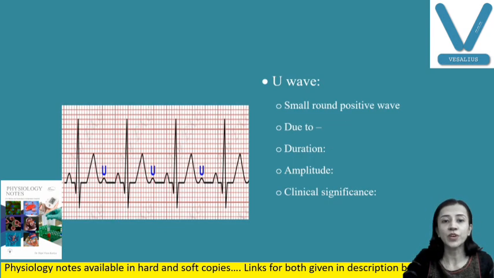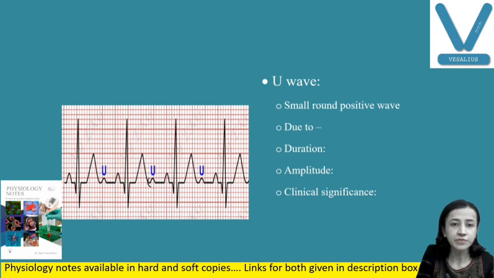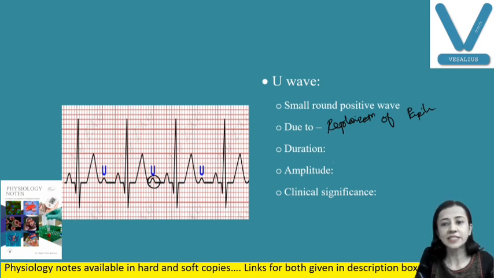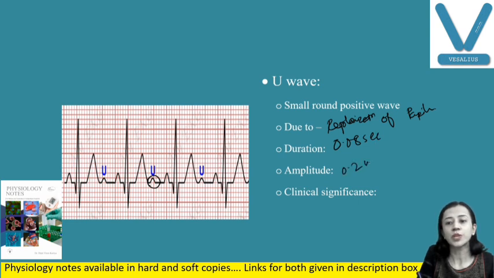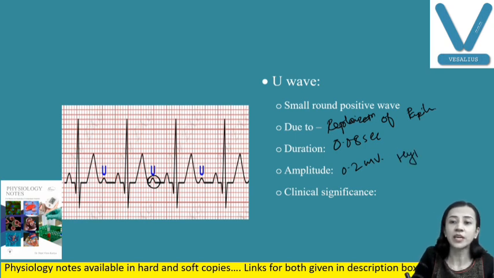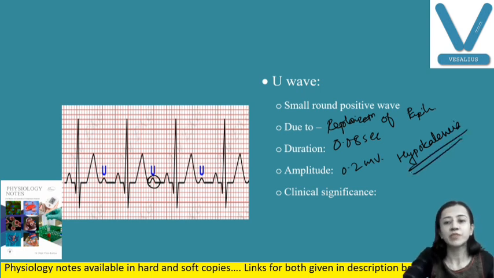Then the U wave. You can see here, after the T wave you have this U wave, that is also a positive wave, small and round, and that is because of repolarization of papillary muscles. The duration is 0.08 second, and the amplitude is 0.2 millivolt. It is rarely seen normally, but it is prominent in cases of hypokalemia. When the potassium level decreases, you find a U wave. So this is all about your different waves.